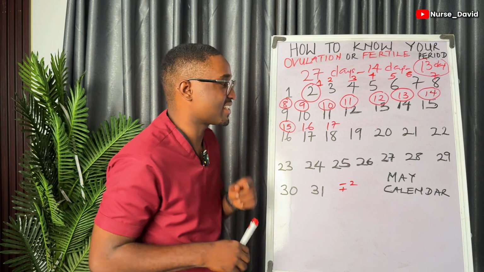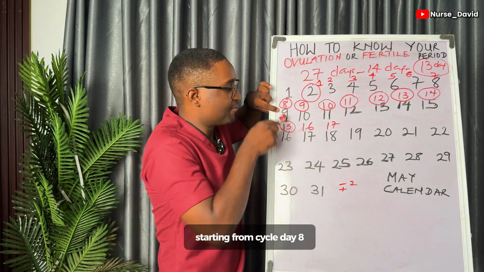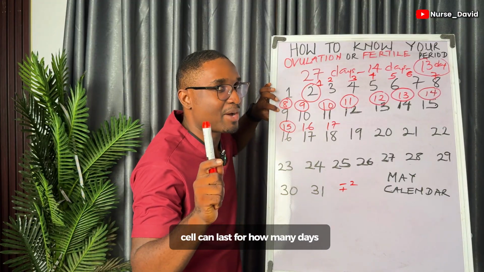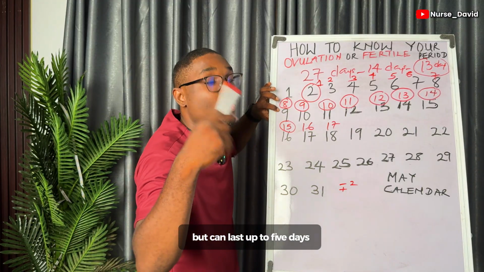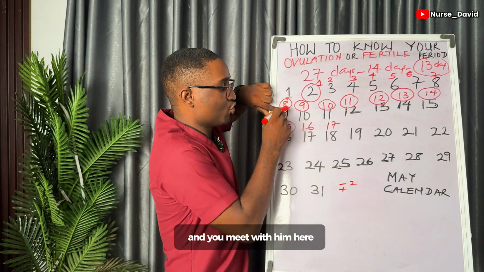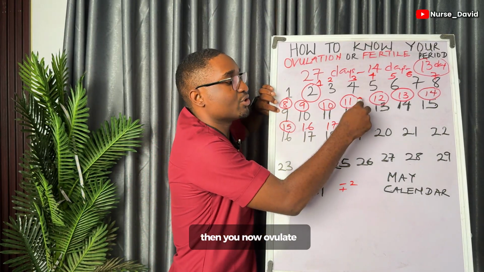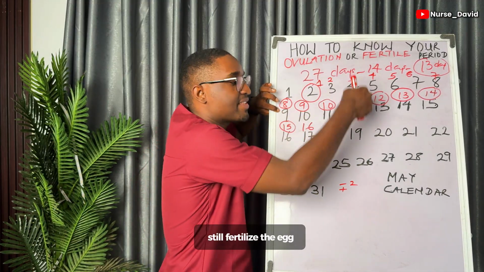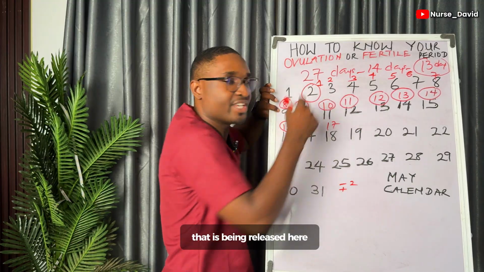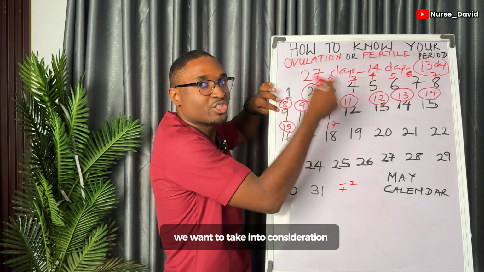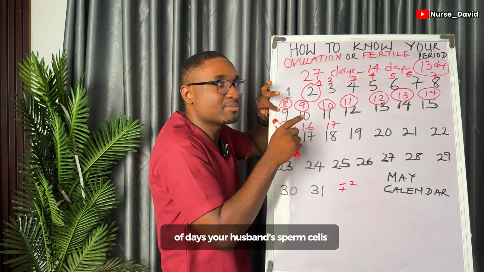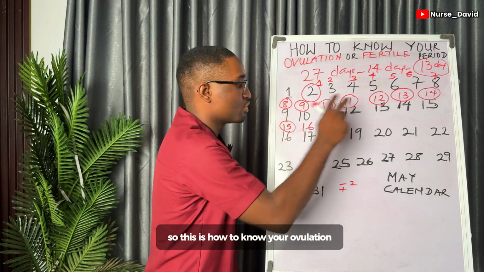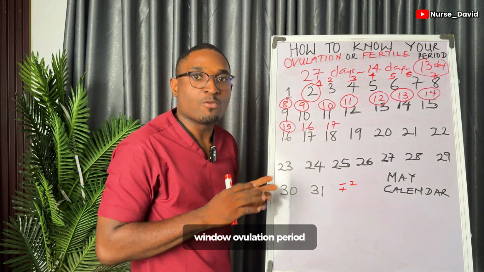So what this means is that if you meet your husband starting from cycle day 8, his sperm cell, don't forget, can last for how many days? At least 3 days, but can last up to 5 days. Do you understand? And you meet with him here, then you now ovulate on your cycle day 11. 1, 2, 3, 4. The sperm cell can still fertilize the egg that is being released here. And that is why we want to take into consideration the number of days your husband's sperm cells can survive in your body. Hope you're getting me. So this is how to know your ovulation window, ovulation period.